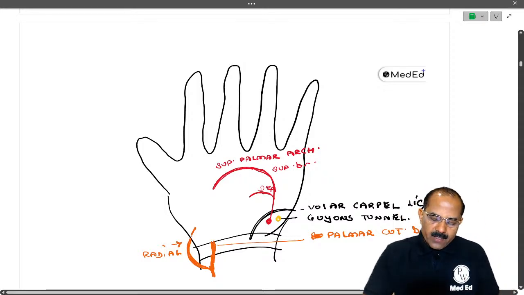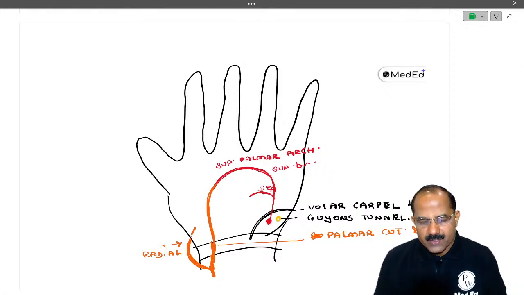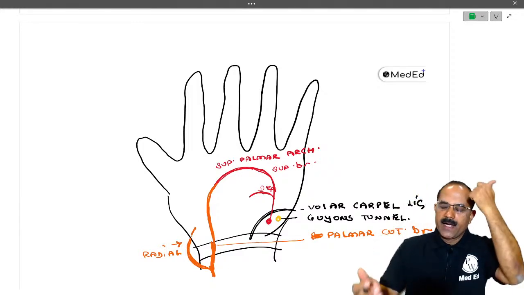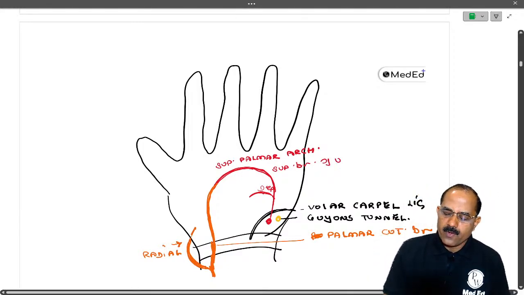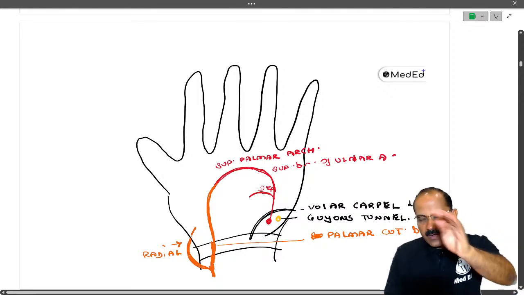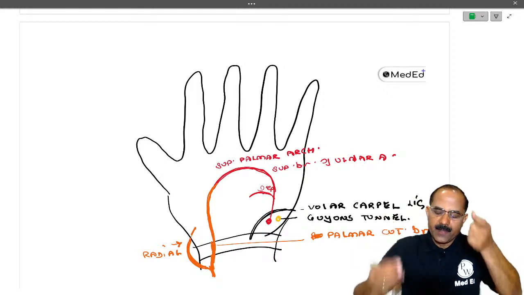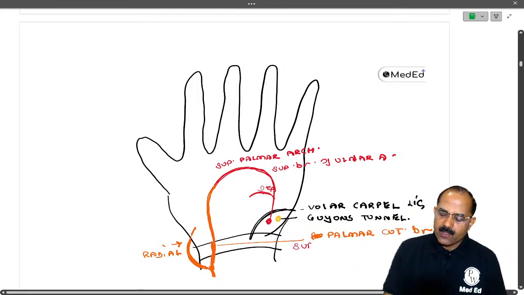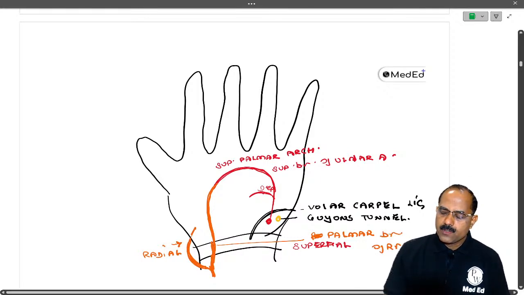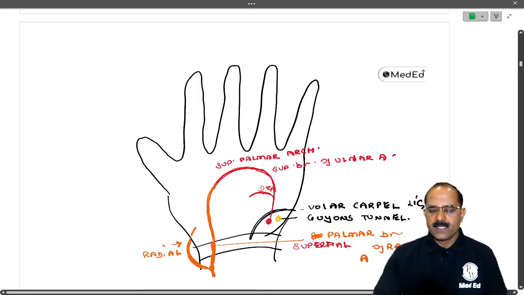Now, the palmar cutaneous branch of radial artery completes what? The superficial palmar arch. मतलब बच्चों, you just have to know superficial palmar arch is formed by whom? It is formed by the superficial branch of ulnar artery, and ये complete कौन करता है? It is completed by the superficial palmar branch of radial artery, ये complete करेगा.